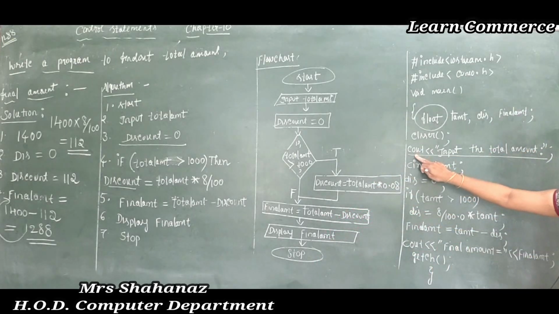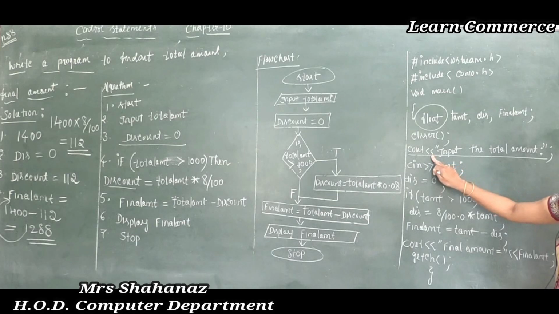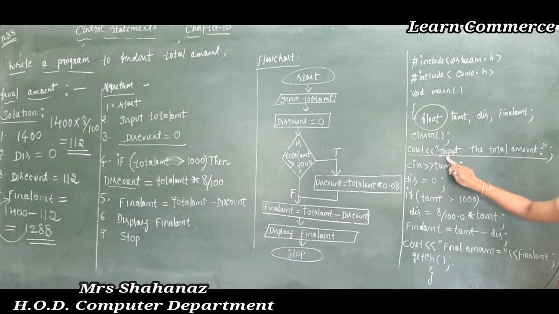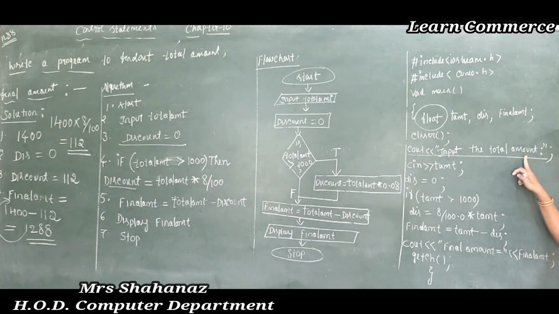So cout, the operator is the stream insertion operator, then opening of the double quotation. As we know that if any message you want to display, it is written using double quotation. So what message can be displayed, any message you can write: enter total amount, input the value for the total amount, or input the total amount, any type of message, it depends on you, it's your wish, you can write any type of message here.